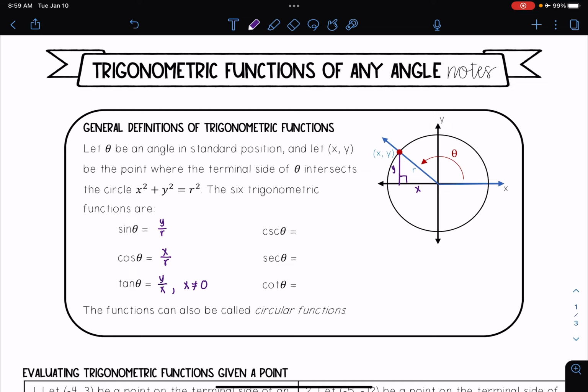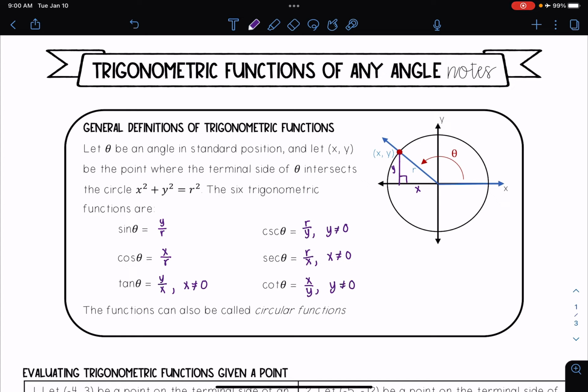And then cosecant, secant, and cotangent are just going to be those flipped. So cosecant is sine flipped. That's going to be r over y, where y does not equal 0. Secant is going to be r over x, where x can't equal 0. And cotangent is going to be x over y, where y is not equal to 0.